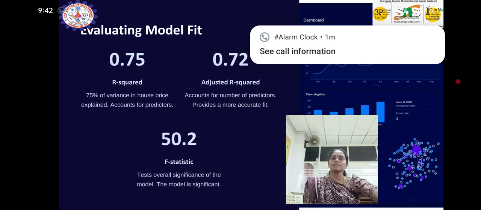To address this, we use adjusted R squared, which adjusts for the number of predictors and gives a more accurate measure of fit. Another critical statistic is the F statistic, which tests whether the regression model as a whole is statistically significant, and an F value with a low p-value indicates that the model provides a better fit than a model with no predictors. Together, these metrics help determine whether the model is useful and whether it generalizes well to new data. Strong model fit supports confident decision making and reliable forecasting. Weak model fit may suggest omitted variables, multicollinearity, or structural misspecification that need correction.